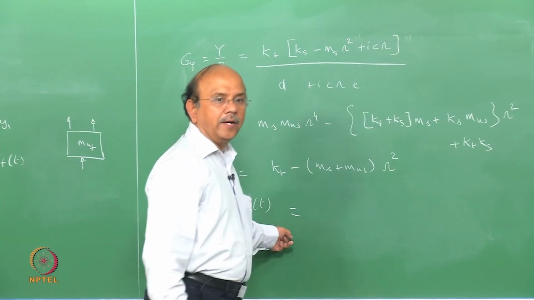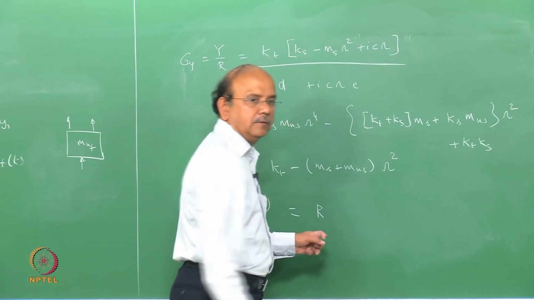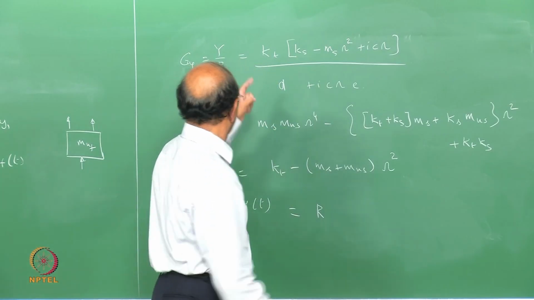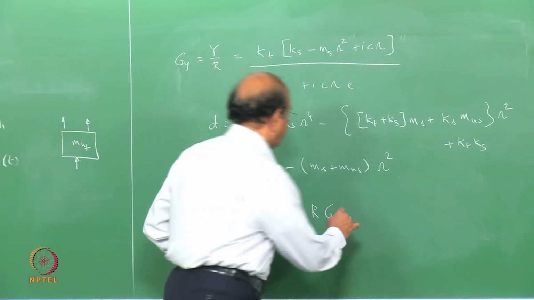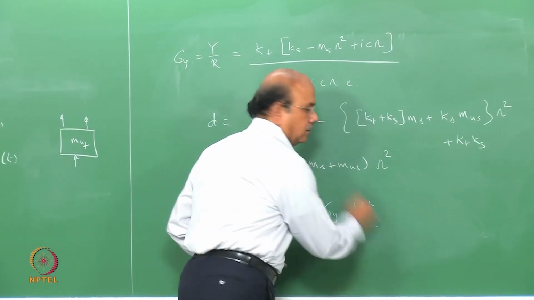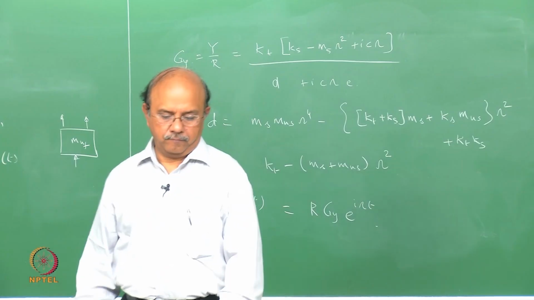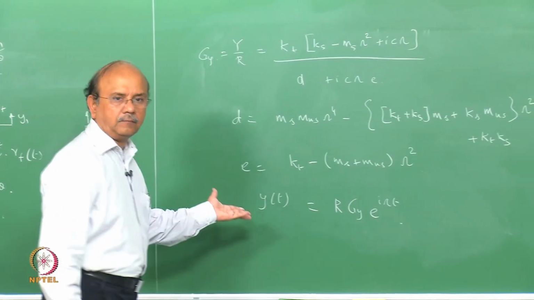So Y is given as R multiplied by GY multiplied by e power i omega t, right? In the same fashion you can write down Z.